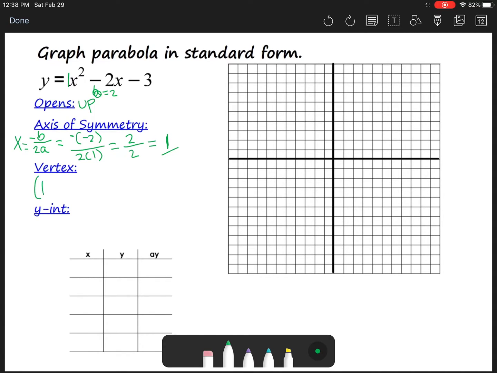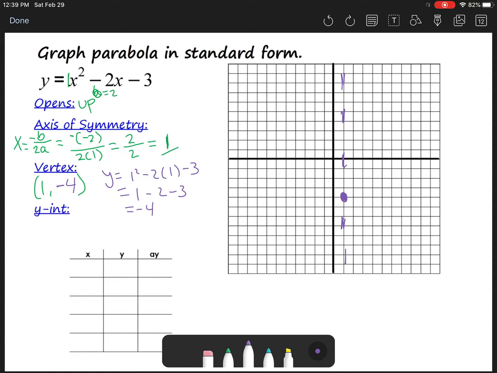And if we know that, we know the x value of our vertex. So this part's the same. Once we have our x value, we just plug it in to find our y value. 1 squared is 1. Negative 2 times 1 is negative 2. 1 minus 2 minus 3 is negative 4. So we have our vertex of 1, negative 4. So 1, negative 4, I'm going to graph that. That is the center of our parabola. That is the center, or the main part that we are going to use to graph the rest of this parabola.